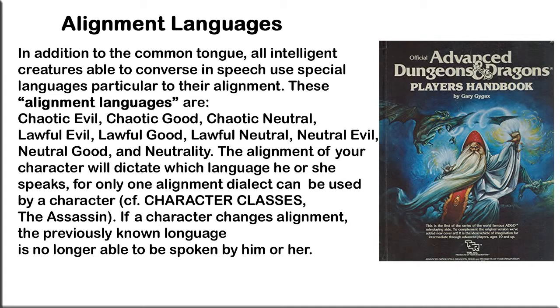In addition to the common tongue, all intelligent creatures able to converse in speech use special languages particular to their alignment. These alignment languages are chaotic evil, chaotic good, chaotic neutral, lawful evil, lawful good, lawful neutral, neutral evil, neutral good, and neutrality. The alignment of your character will dictate the language he or she speaks, for only one alignment dialect can be used by a character. If a character changes alignment, the previously known language is no longer able to be spoken by him or her.